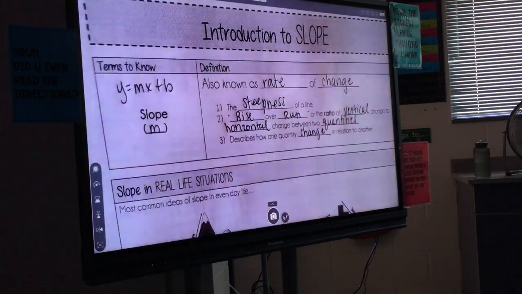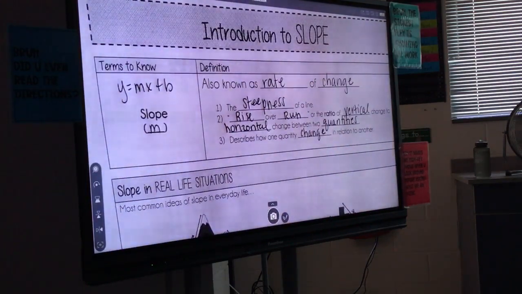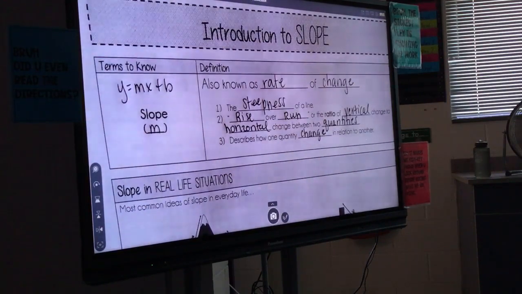So the past couple days, we've just been very specifically talking about how to identify the rise over the run, and then how to identify if a line is positive, negative, zero, or undefined. Those are still going to play in today, but we're going to go a little bit more in depth with it. All right, thumbs up when you have this written down, and we can move on.